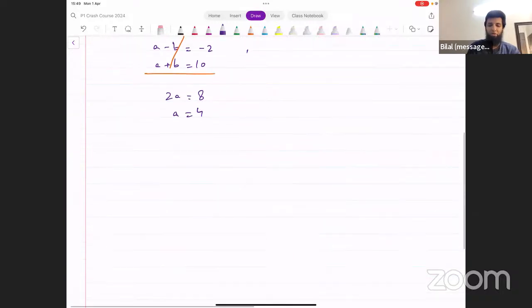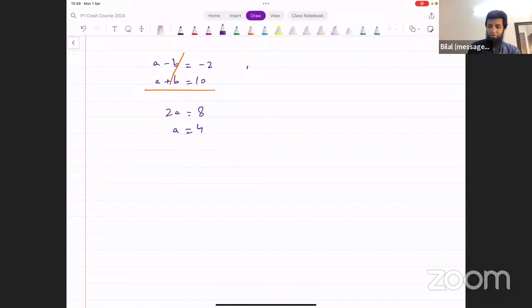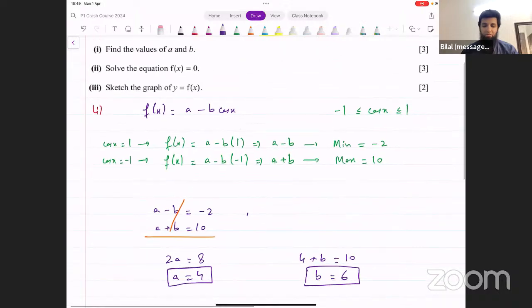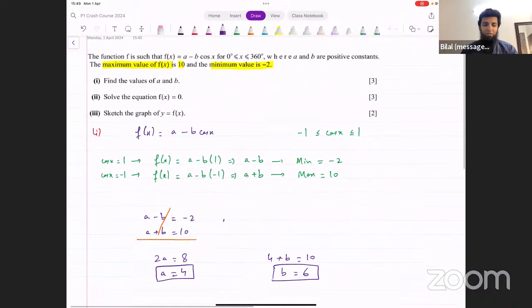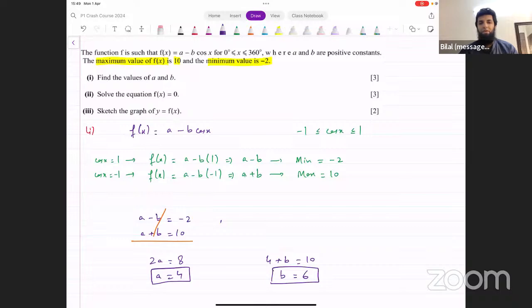Put this back in any one of those two equations. For example, the second one, 4 plus b equals 10, the value of b turns out to be 6. So a equals 4 and b equals 6. This is how we could find the values of a and b. Okay? Make sense? So now the function becomes 4 minus 6 cos x.